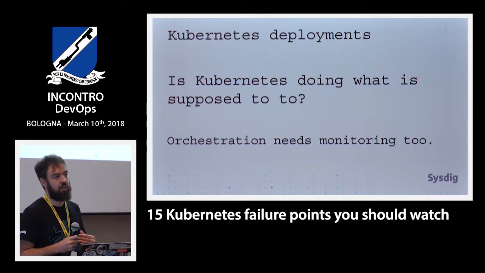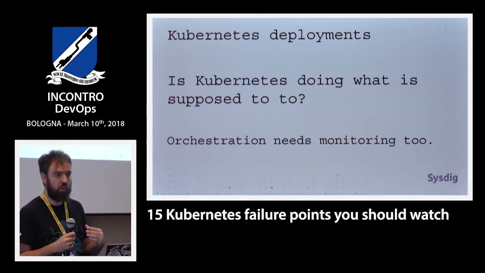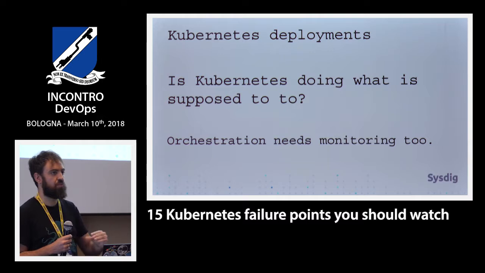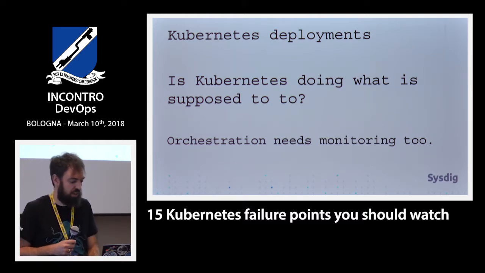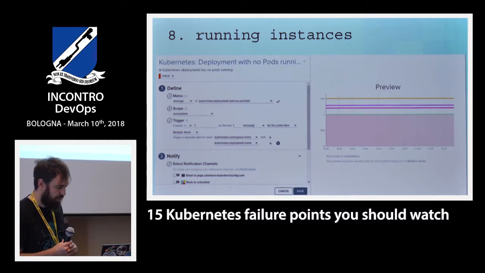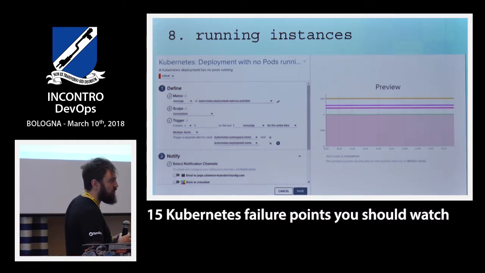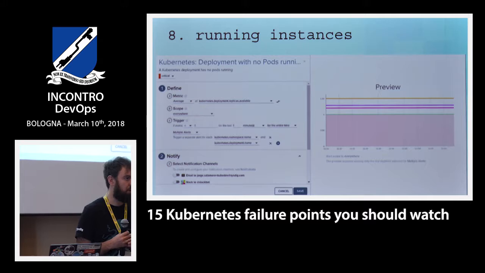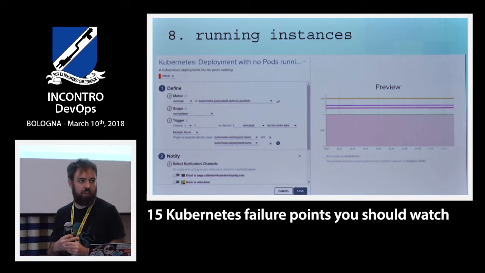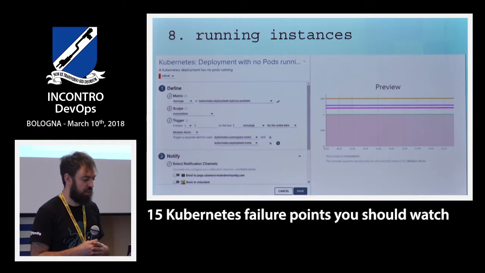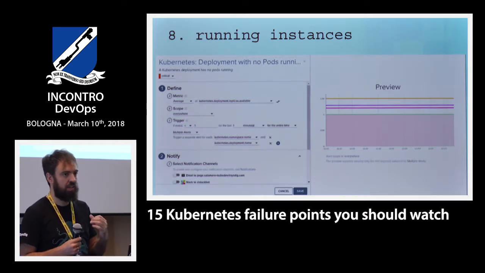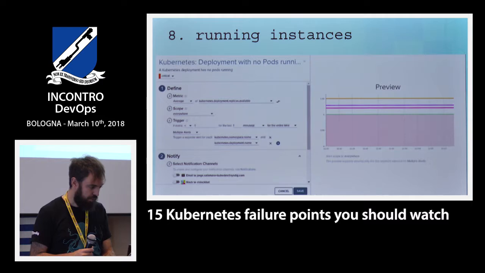If we are using a container orchestration tool, there is a new layer in our infrastructure that needs to be monitored. We cannot just trust Kubernetes and expect it to work. So here comes the most obvious point to look at. Are we running the containers we are expected to see inside Kubernetes, inside that specific deployment?